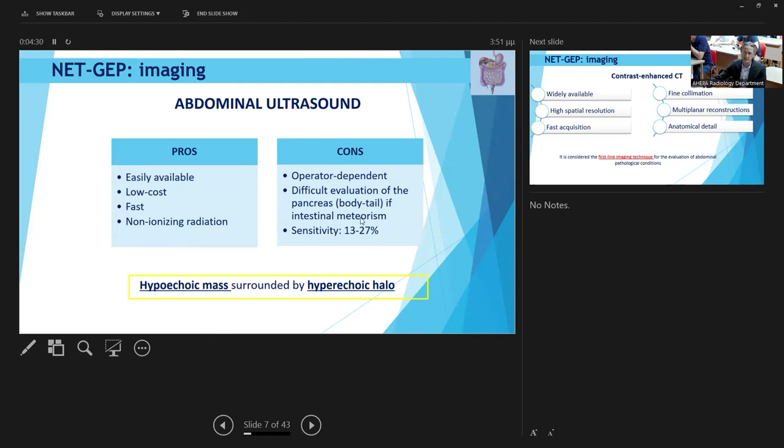For this reason, the sensitivity of this technique is really low, ranging from 13 to 27% of cases. In case of a neoplastic lesion, it usually appears as a hyperechoic mass surrounded by a hyperechoic halo.